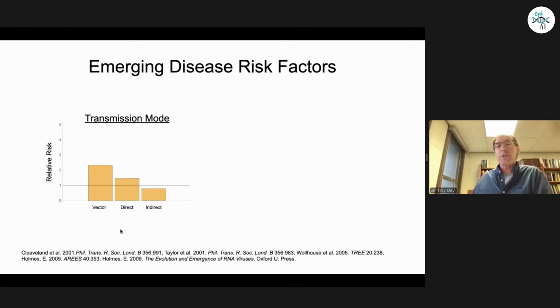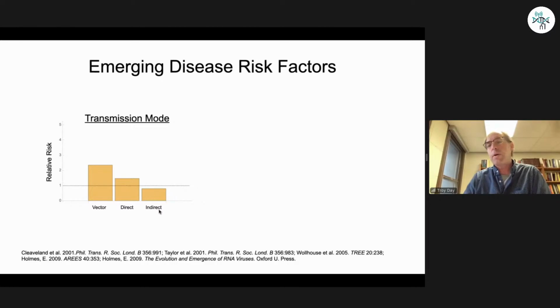In this first data set, they collated a number of pathogens of humans and categorized them as to whether or not they were associated with emerging infectious diseases. They also classified them by their mode of transmission, vector-borne, direct, or indirect, and then computed a relative risk. The idea is if the relative risk is bigger than 1, then pathogens with that transmission mode tend to be associated with emerging infectious diseases more than you'd expect based on their relative abundance. You can see in this analysis, at least, vector-borne pathogens tend to be associated with emerging infectious diseases more than you might expect based on their abundance.